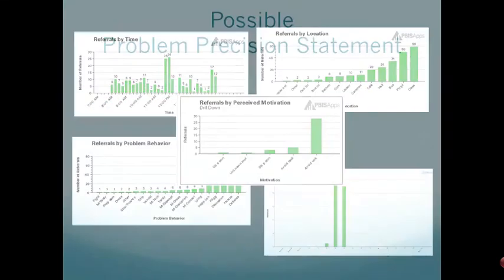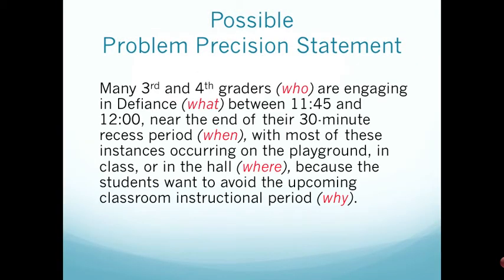Now let's take a look at one possible way of phrasing those precision elements into a problem statement. Many 3rd and 4th graders are engaging in defiance between 11:45 and 12, near the end of their 30-minute recess period, with most of these instances occurring on the playground, in the class, or in the hall, because the students want to avoid the upcoming classroom instructional period. Is yours similar to that? Do you have your 5 elements?